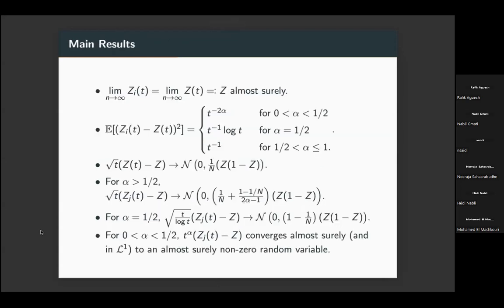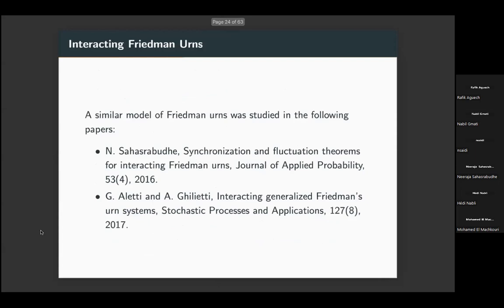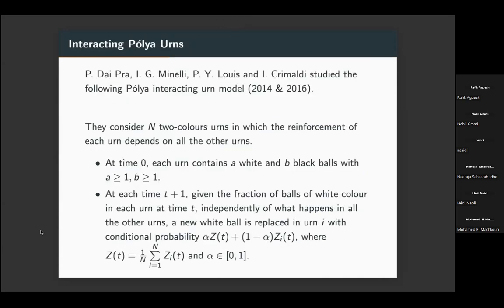All right. So just like these interacting Polya urns, one could study interacting Friedman urns, which is something that I did, and parallelly there was another group which was working on a similar problem. So in this model, instead of saying that you add one white ball with this probability, I can say that you add alpha many white balls and beta many black balls with this probability. So it just becomes a generalized version of this. It becomes an interacting Friedman urn model.